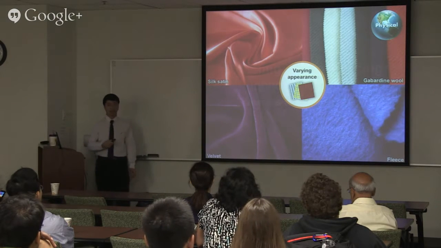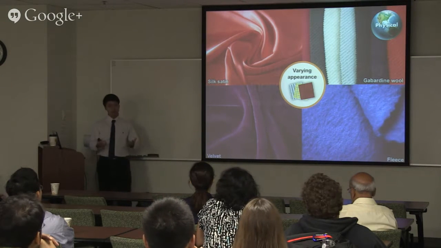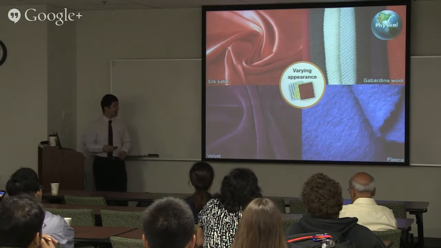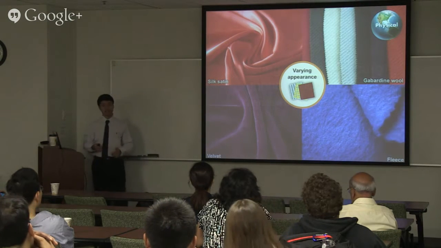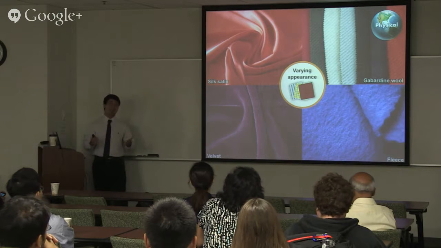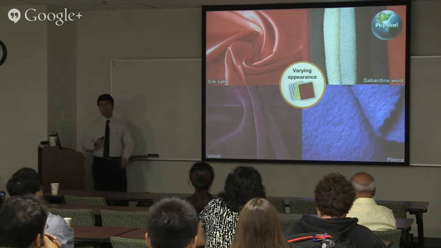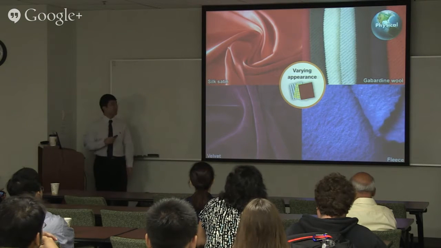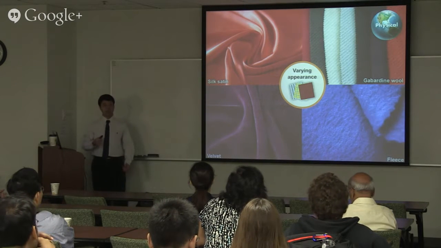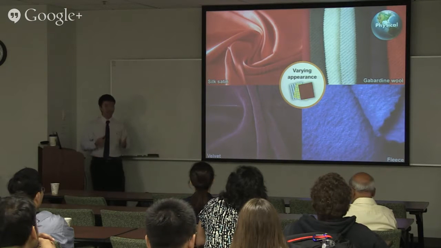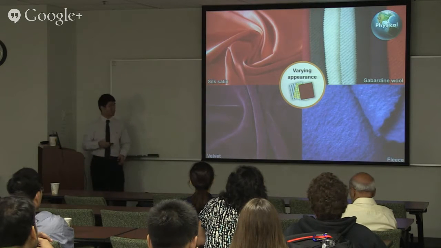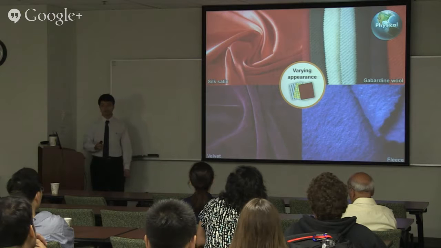Some of them, such as this silk satin, appear light, smooth, and shiny. Others, like the velvet and the fleece, look thick, heavy, and fuzzy. Previously, many specialized models were designed to capture this appearance, but still, they have difficulty accurately matching reality, especially for the thicker ones.